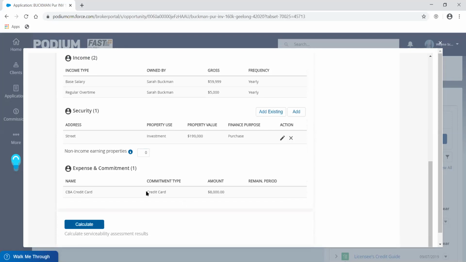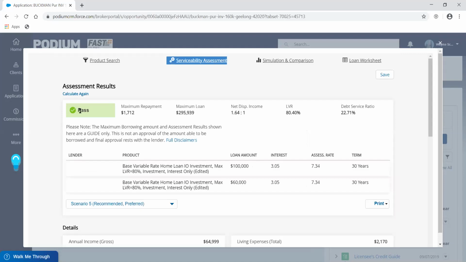Our other commitment here is the credit card. Obviously it doesn't show you the living expenses here, but they are assumed in the calculation in the background. They're not demonstrated here as part of the forefront of the servicing model. So we hit calculate and we should get a pass up the top, which we do. Max payment 1,700, max loan amount 295. So like I said, it's a fairly straightforward scenario.